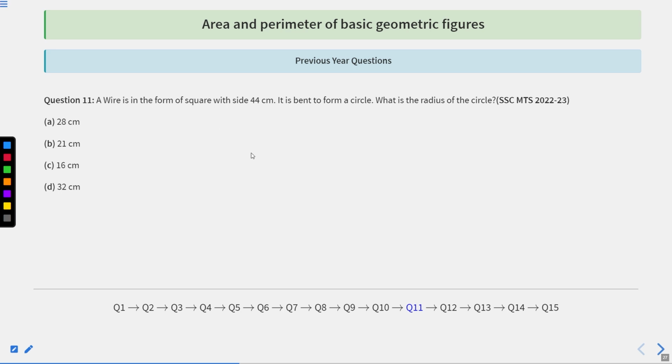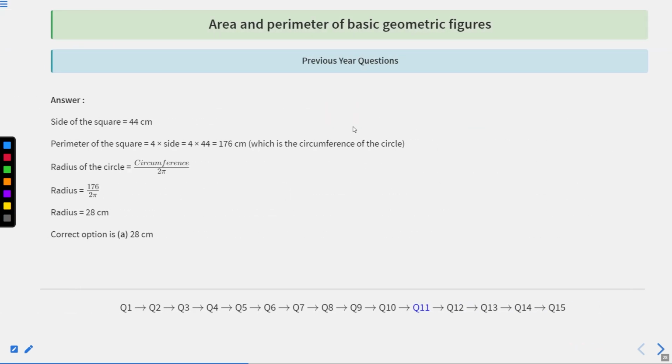Moving on to question number 11. A wire is in the form of a square with side 44 centimeter. It is bent to form a circle. What is the radius of the circle? So we have a square whose side is 44 centimeter and the same wire is bent into a circle. Then what will be its radius?